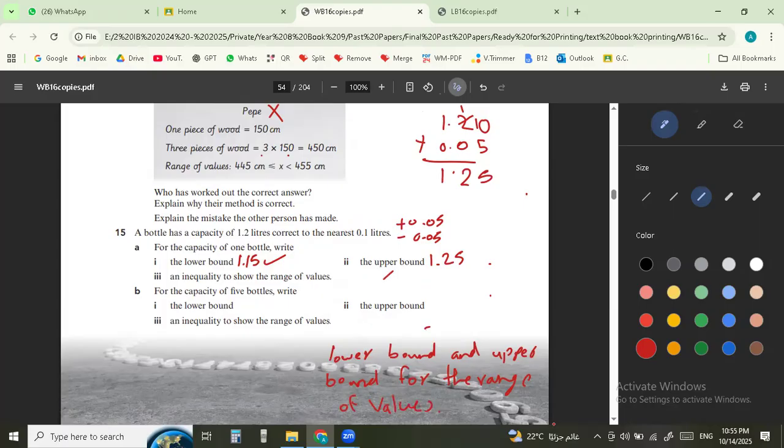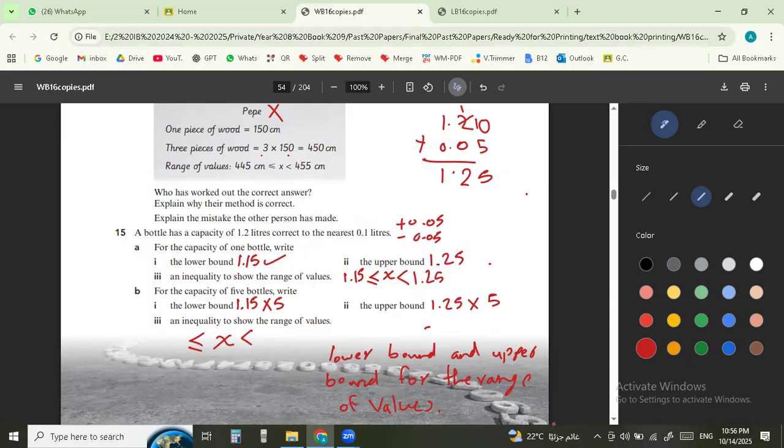An inequality, and that's the easiest part, just put the lower bound before it, the upper bound after it. For the capacity of 5 bottles, write the lower bound. Mister, the lower bound is 1.15. I'm just going to multiply by 5. The upper bound is 1.25. I'm going to multiply it also by 5. An inequality to show the range of values for the 5 bottles. It is x is greater than or equal to, less than. You find here the lower bound, you find here the upper bound.